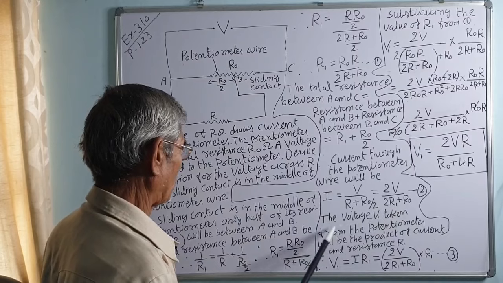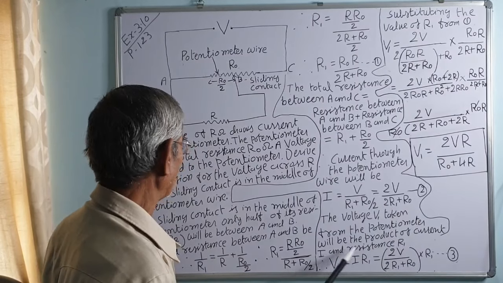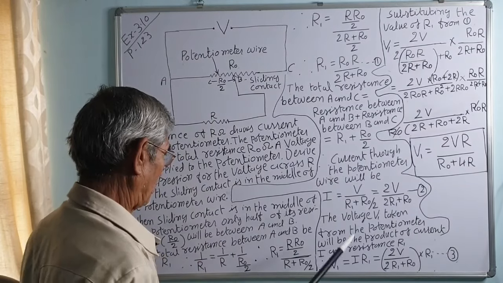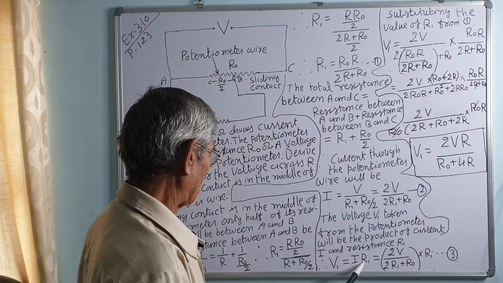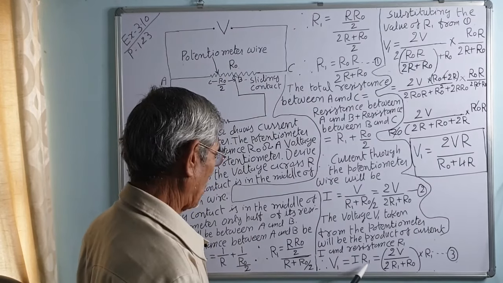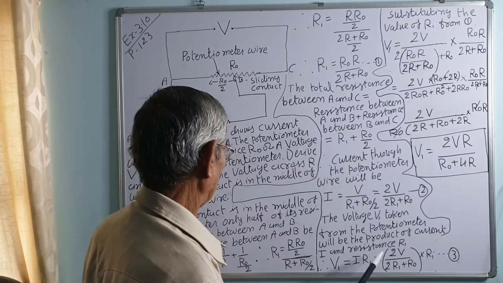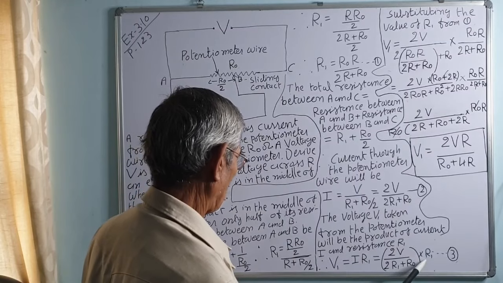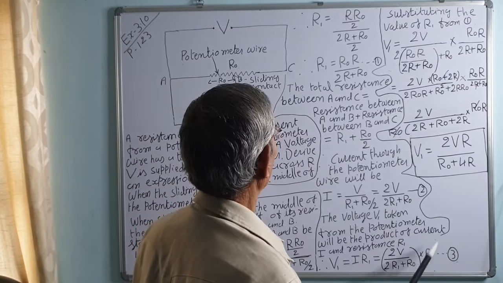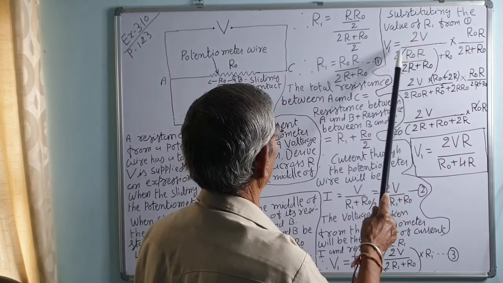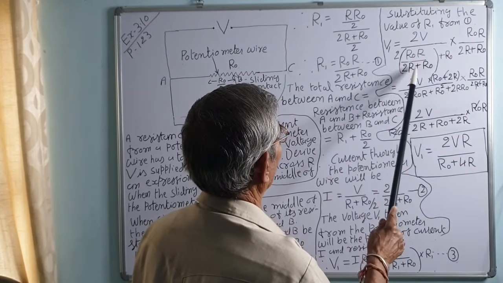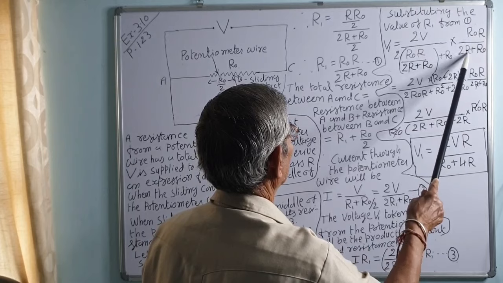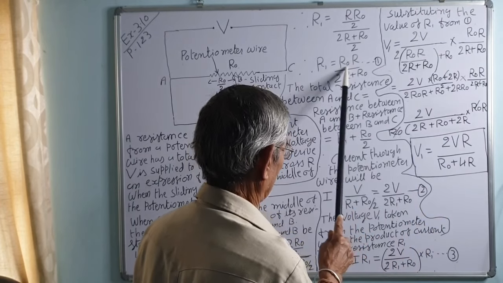The voltage V1 taken from the potentiometer will be the product of the current and the resistance. Suppose current I flows, then the voltage drop will be equal to the current into the net resistance between these two parts, I into R1. So, that is the R1 we have calculated. I is equal to 2V upon 2R1 plus R0, correct, into R1. Now, introduce the value of R1 from equation 1. So, V1 is equal to 2V upon 2R0R upon 2R plus R0 plus R0, into R0R upon 2R plus R0. We introduce the value of R from this equation, correct.